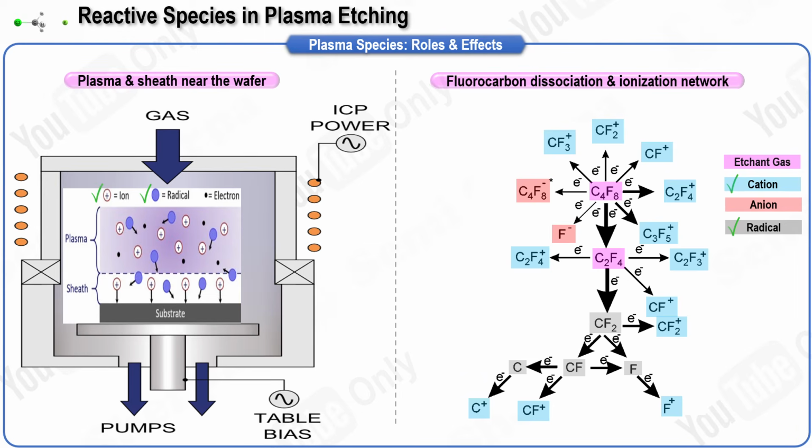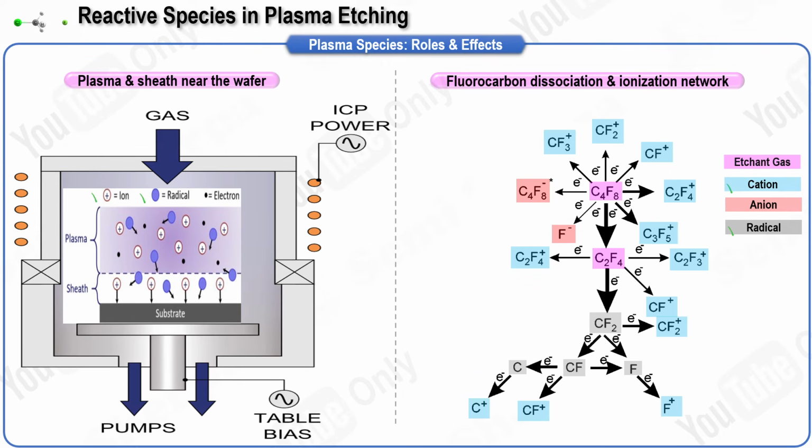Ions cross the sheath almost normal to the surface and deliver directionality together with local activation. Ions clear weak bonds and open fresh sites. Radicals occupy those sites and form a volatile product. Pumping removes the product and exposes a new layer. Repeating this cycle gives us anisotropy even at deep aspect ratio.